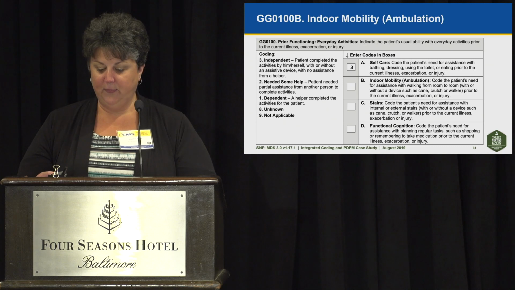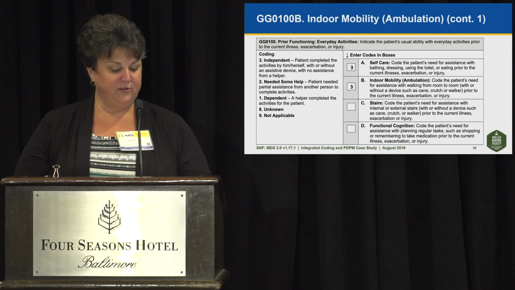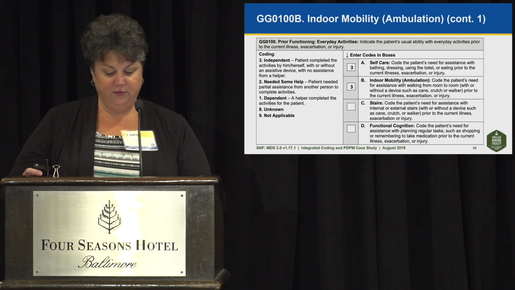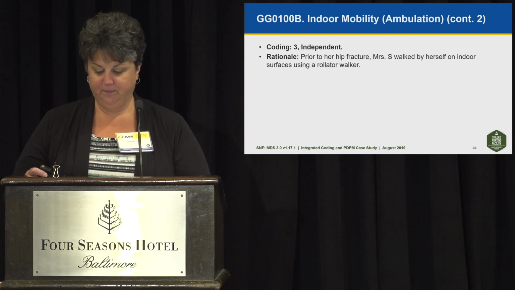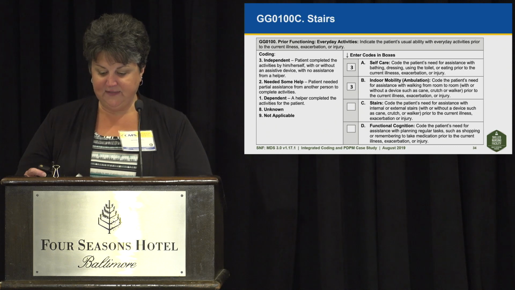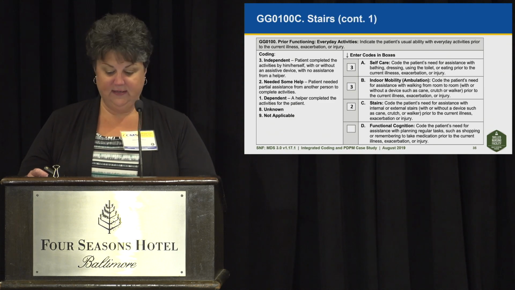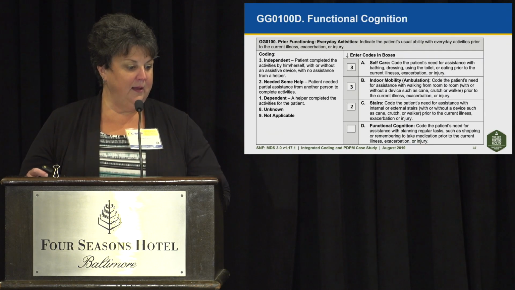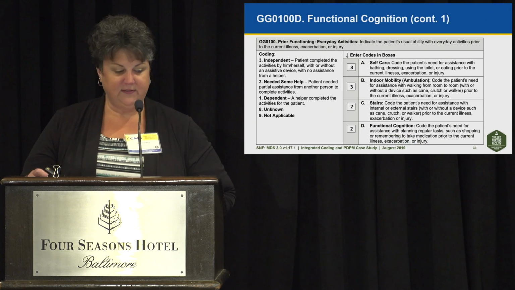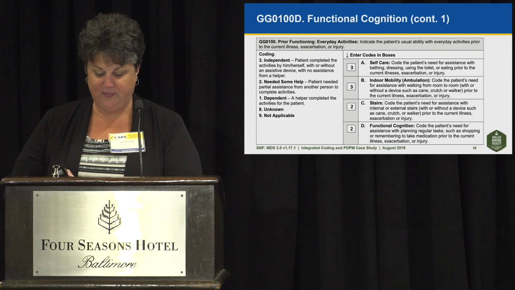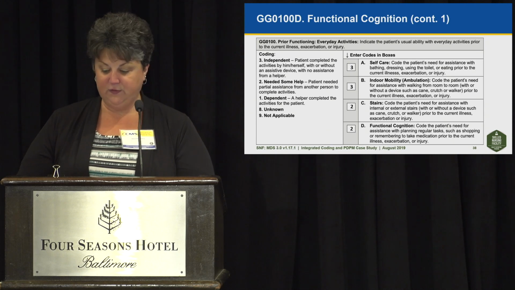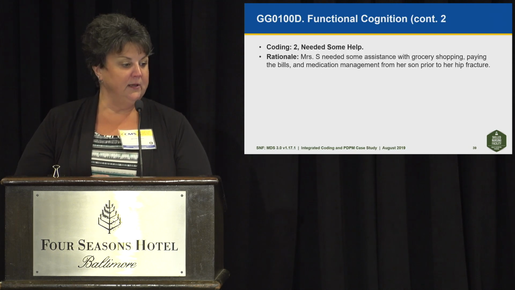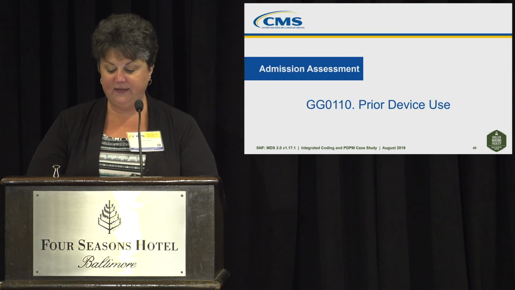And how about indoor mobility? I have a 3 as well, and again, we know that she used that rolling walker, but she was independent with that. And C, for stairs, how did she do? All right. I have a 2 that she needed some help. Great. And how about functional cognition? Yes, functional cognition. She did need some help with grocery shopping, paying the bills, doing things like that, her medication management. All right, and then we go on to prior device use.